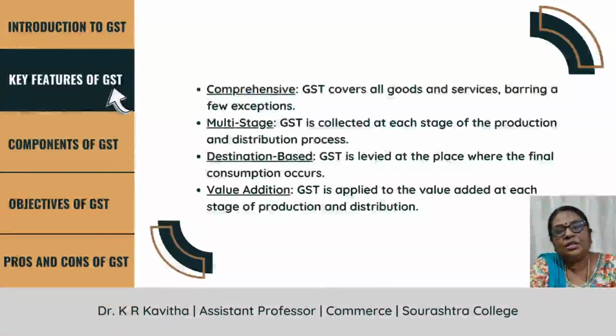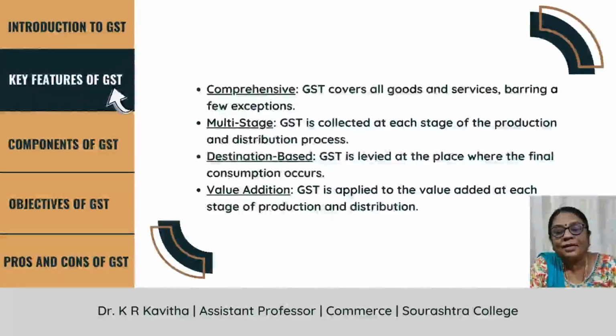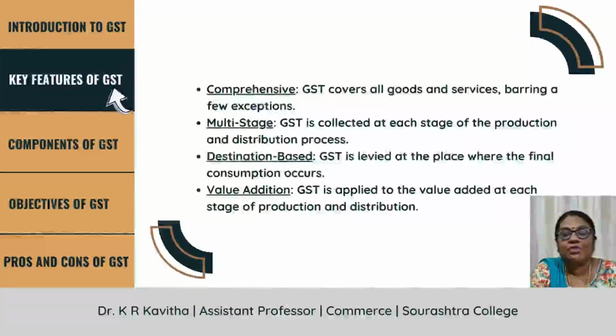We can see about the features of GST. The first feature is that GST is comprehensive, covering all goods and services except a few specific exceptions. It operates on a multi-stage tax collection system where tax is collected at each stage of production and distribution. GST is destination based, meaning it is levied at the place of final consumption. It focuses on taxing the value added at each stage of production and distribution.